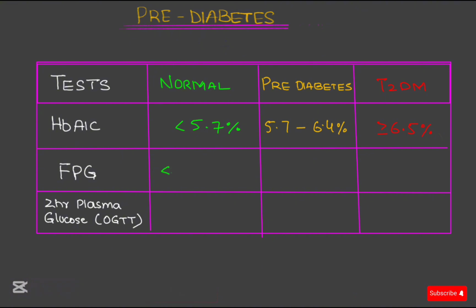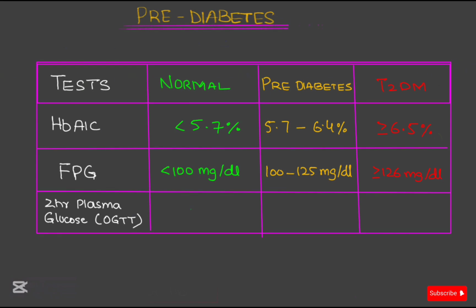The value of fasting plasma glucose in a normal person is less than 100 milligrams per dL. In prediabetes, it is 100 to 125 milligrams per dL. And in patients with type 2 diabetes mellitus, it is 126 milligrams per dL or more.